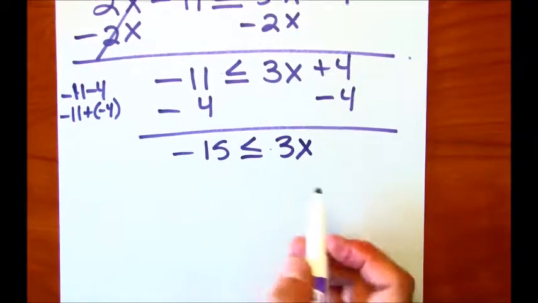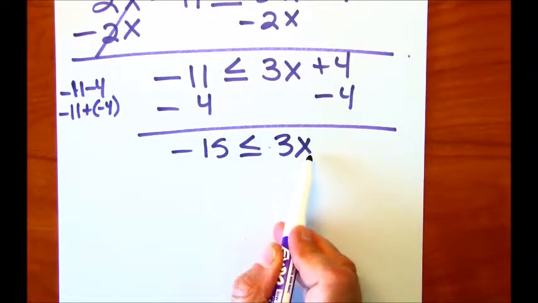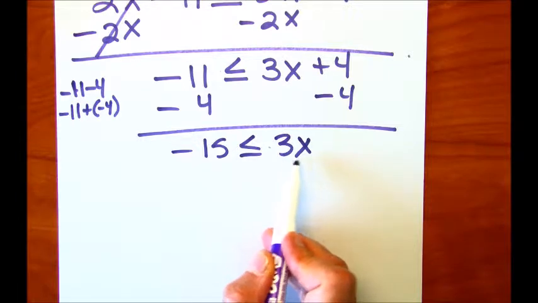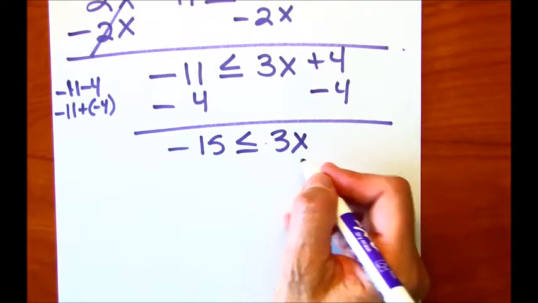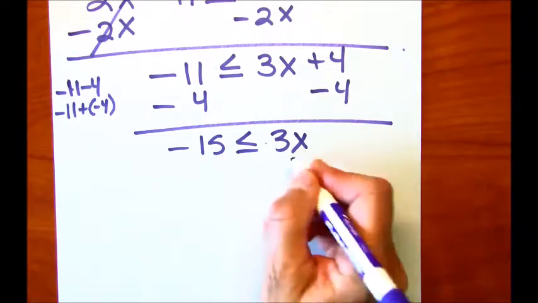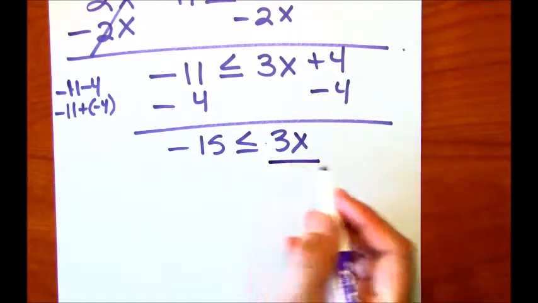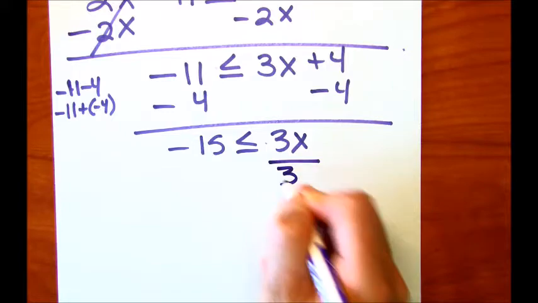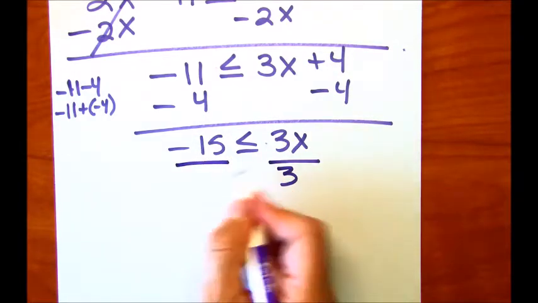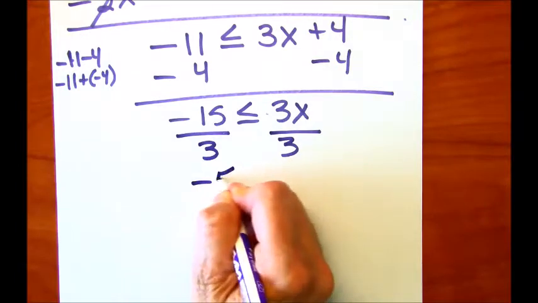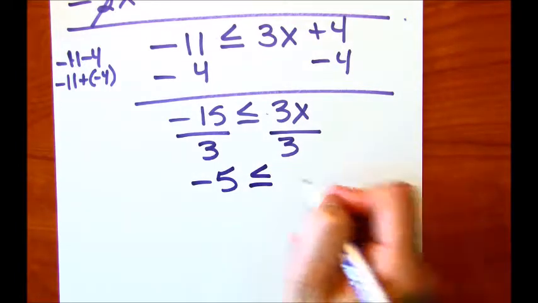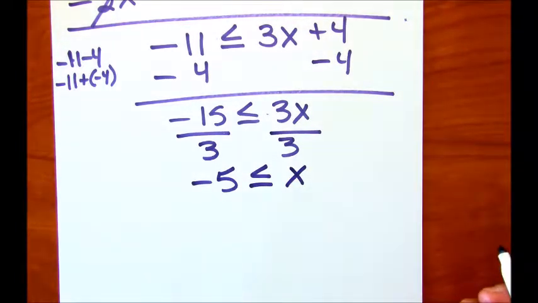Now notice in this case, we've got 3 times a number, so the opposite of that, or the inverse, would be divide by 3. Notice this 3 is positive, so I'm not going to have to mess with reversing the sign, which is kind of nice. So we're going to divide by a positive 3. We're going to get -5 is less than or equal to x.